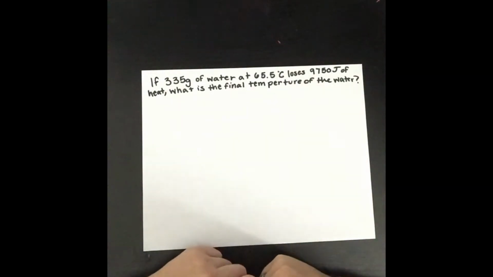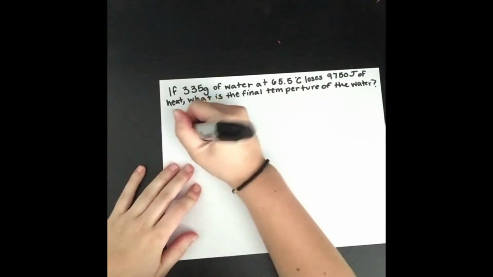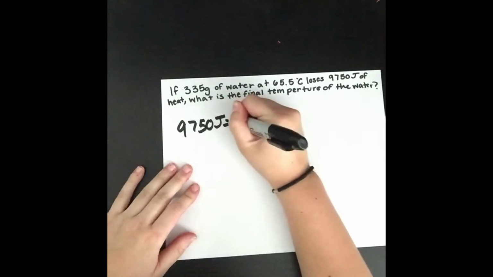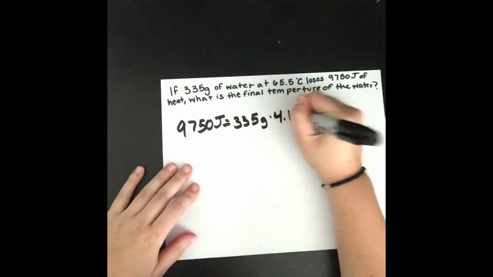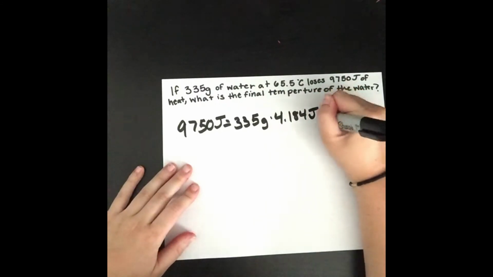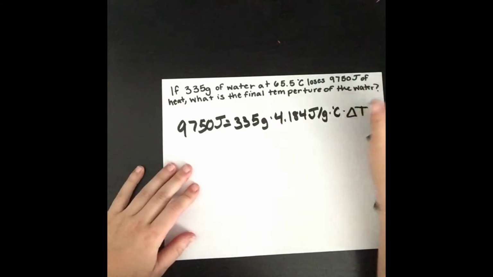Alright, so for this problem, we're given 335 grams of water at 65.5 degrees Celsius. It will lose 9,750 joules of heat, and we're asked to find the final temperature of the water. So the first thing we're going to do is set up our heat equation. So we have 9,750 joules equals 335 grams multiplied by our specific heat capacity, joules per gram Celsius, times delta T, which is what we're trying to find.